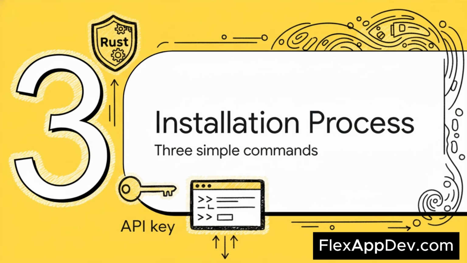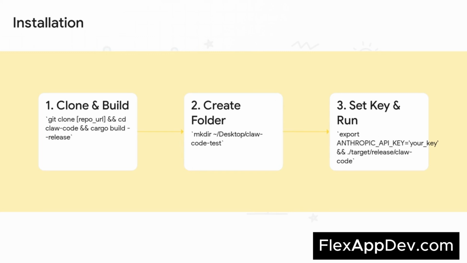All right, now for the main event. With Rust installed and your API key ready, the actual installation is just 3 commands in your terminal. That's it. Let's walk through them. Okay, so step 1 here clones the repository from GitHub, moves you into that new directory, and then uses Cargo to build the program. Step 2 is super simple. It just creates a test folder on your desktop for the agent to use as its workspace. And finally, step 3 sets your API key as an environment variable and then runs the whole thing.